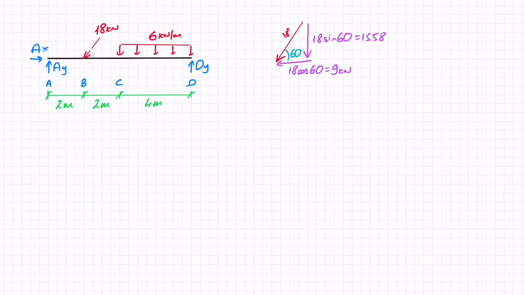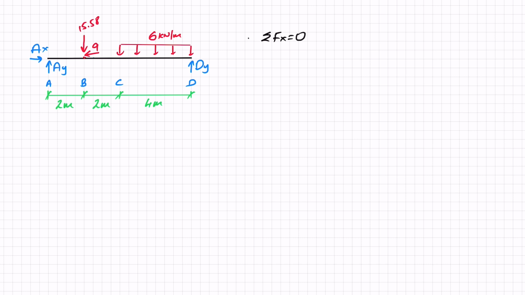So just get rid of this, and I'm going to add in here this force going down of 15.58 and this force here of 9. And now we're ready to find the reactions. So starting off with the sum of forces in the x direction, with this being my positive x, I've got AX minus 9 equals 0, so AX works out as 9 kilonewtons.